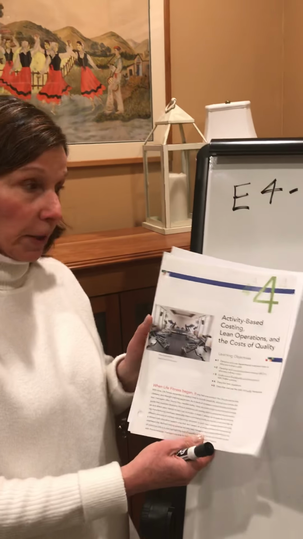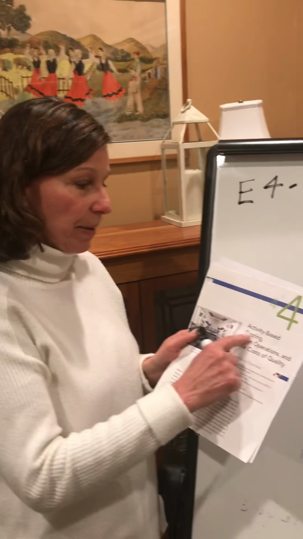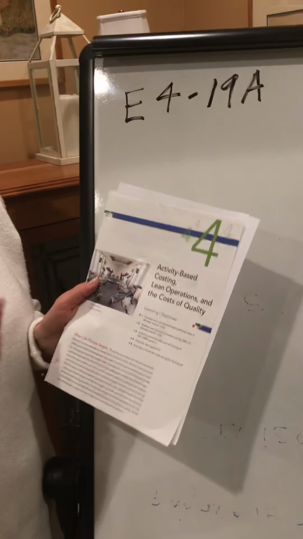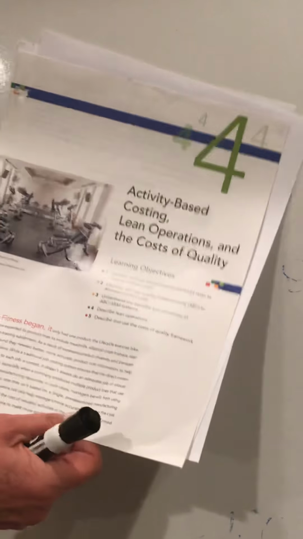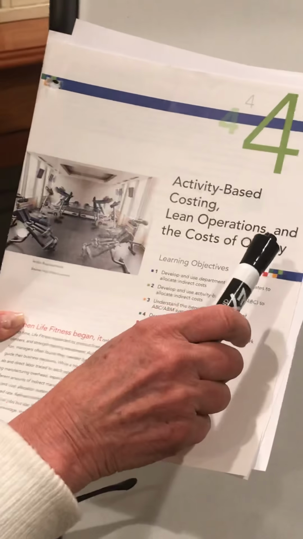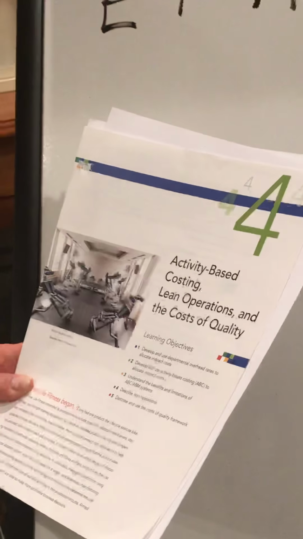So, the only parts of chapter 4 we are going to cover are activity-based costing, which also includes departmental costing. We are not covering lean operations or the costs of quality. We are not covering that in this course.